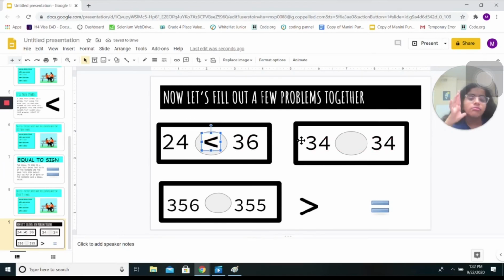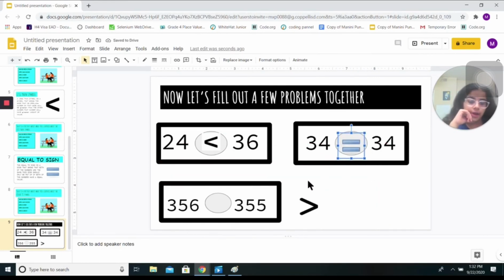And now let's move on to the next one. 34 and 34. Now you really got to think about this one. Think which sign it would be. Yes, it would be the equal to sign because both of these numbers are the equal value and both of the numbers are the same.